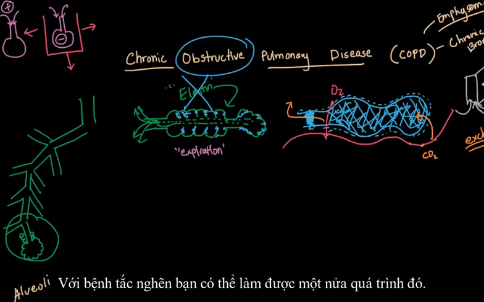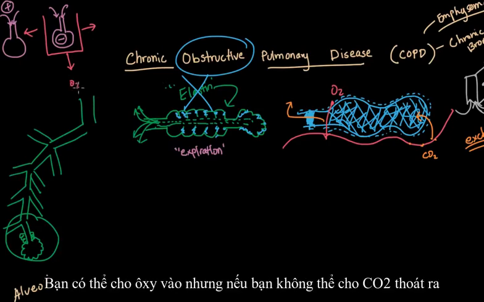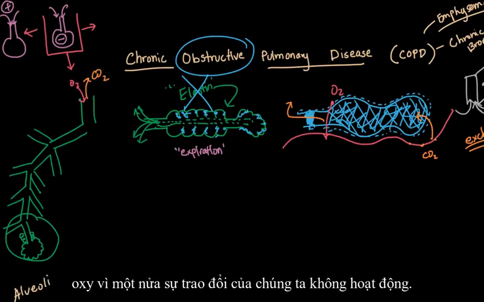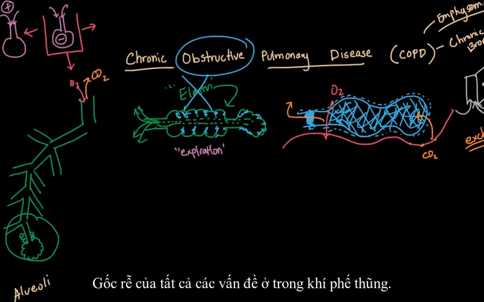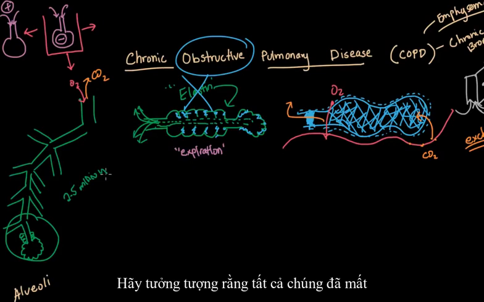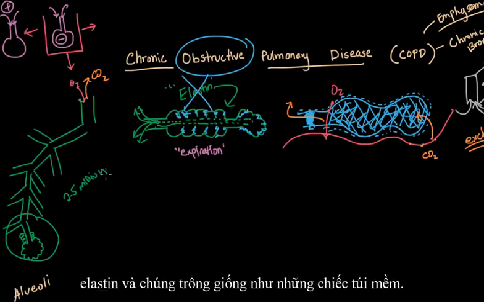And with obstructive disease, you can do half of it. You can put oxygen in, but as you can't get carbon dioxide out, it's just as big of a problem as not getting oxygen because half of our exchange is not working. And there's the root of all the problems in emphysema. So we have about 2.5 million of these alveoli in our lungs. So let's imagine that all of them have lost their elastin and they look like floppy bags.